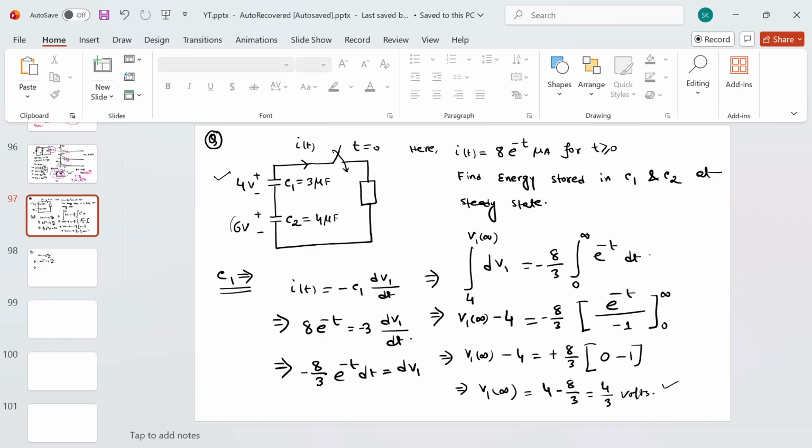So this is how you can think of it. Even if you got some result, based on your intuition you can comment on whether the value you are getting is correct or not. Okay, so this will be the voltage at infinity across capacitor C1.